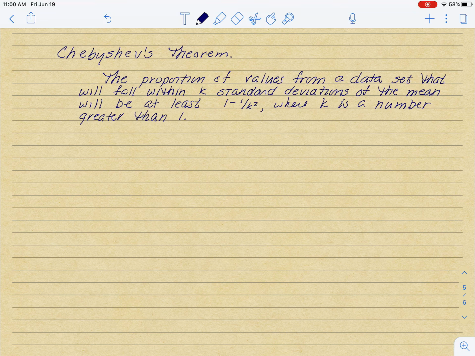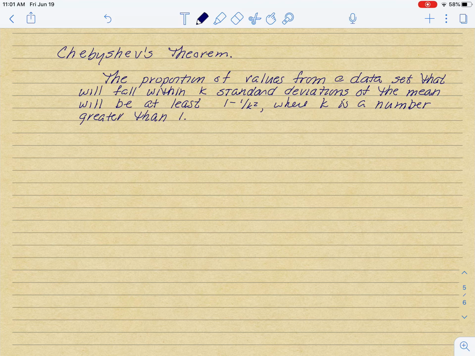All right, so now we're doing Chebyshev's theorem, and Chebyshev's theorem says that the proportion of values from a data set that will fall within k standard deviations of the mean will be at least 1 minus 1 over k squared, where k is a number greater than 1, and this is a percentage. So we usually calculate this as a percentage. So let's do some examples to see what this means, and then we'll finish up with empirical rule.